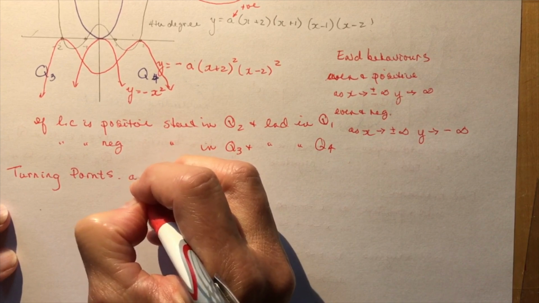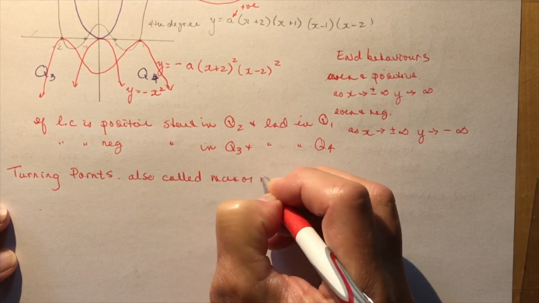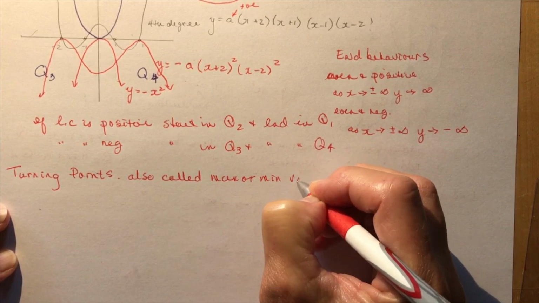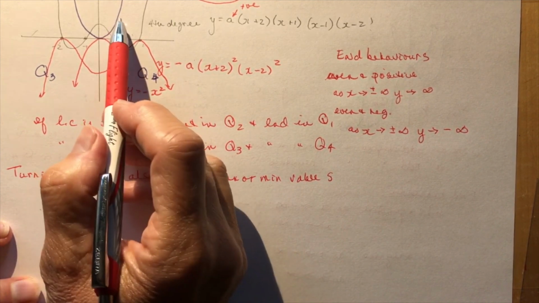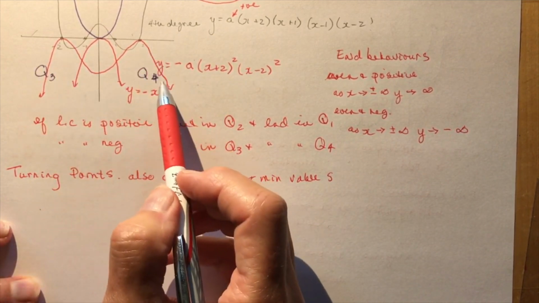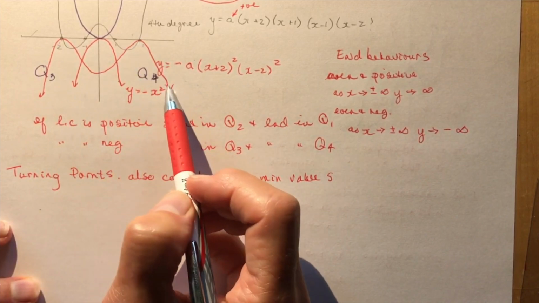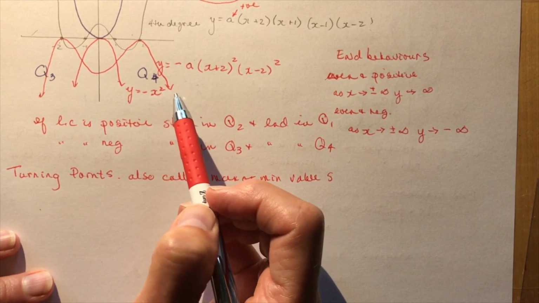So they're also called max or minimum values. Depending on the degree of the function, there is a maximum number of turning points that you can have. Sometimes you don't have as many, but if I have a degree of 2, it can only have one turning point. A degree of 4, like this one here, has a maximum of 3 turning points. So the number of turning points is always one less than the degree of the function.